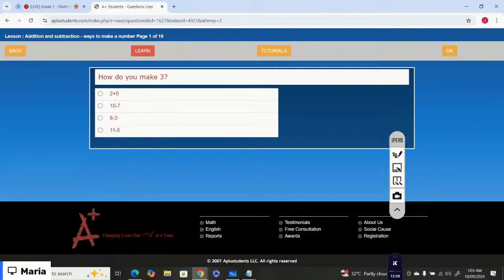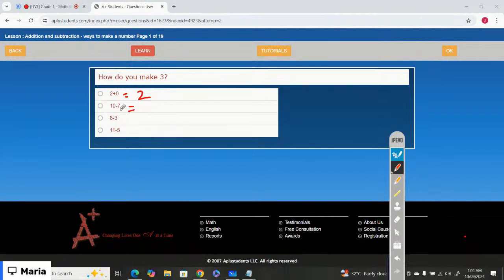So the first one is how do you make 3. So you are given four of the options, right? You need to select the one that makes 3. So start with the first option, do whatever operation you are given to perform. First one is 2 plus 0, you need to add. So whatever number you add to 0, the number stays the same, right? So 2 plus 0 is 2.